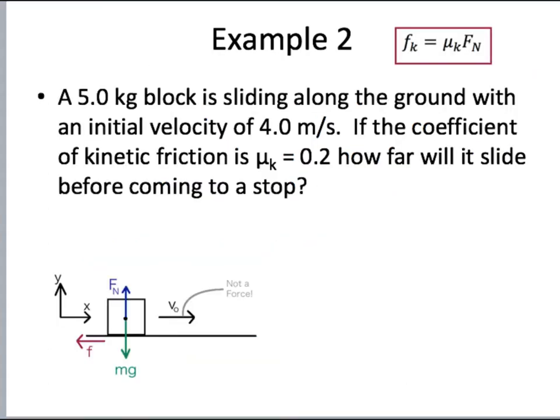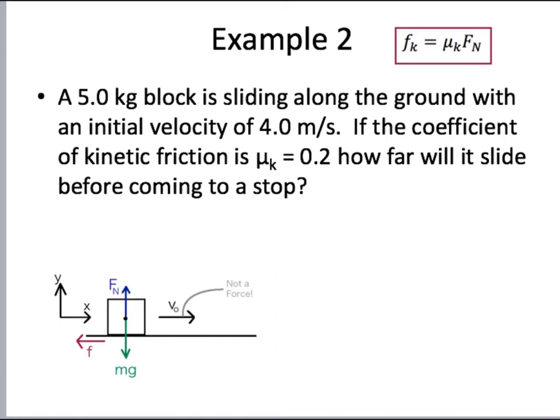Let's look at another example. Here we have a 5 kilogram block. It's sliding on the ground with an initial velocity of 4 meters per second. If the coefficient of friction is mu sub k equals 0.2, and again this k is for the sliding, how far will it slide before coming to a stop?